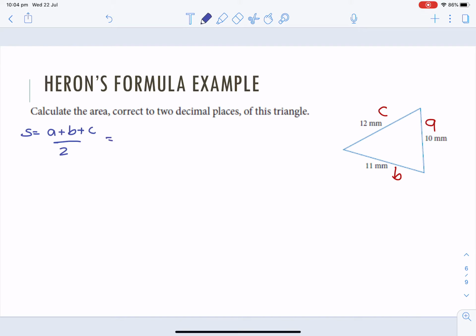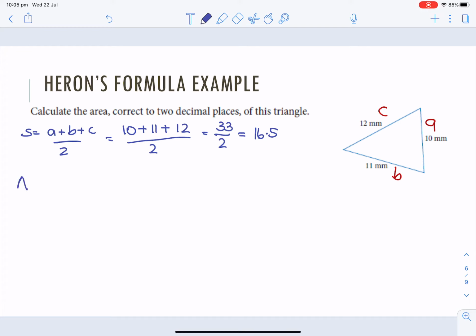So equals, my A is 10, so that's 10. My B is 11 plus 11. And my C is 12. And wrong number. Add them all together divided by 2. I get 33 divided by 2. So I'm thinking 2 steps ahead and writing the wrong numbers. So 10 plus 11 plus 12 gives you 33. Divided by 2 gives you 16.5. Now this is my S value. Anytime I see S in the next equation, I'll replace it with 16.5.